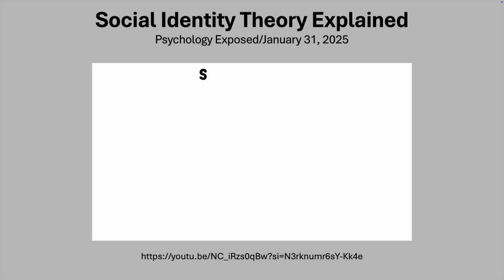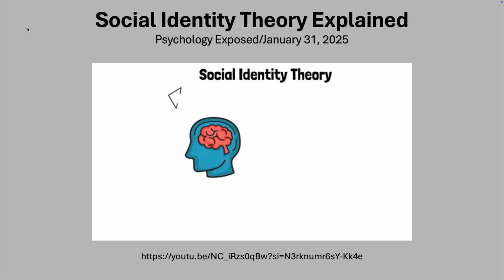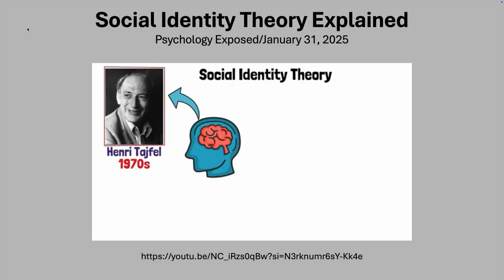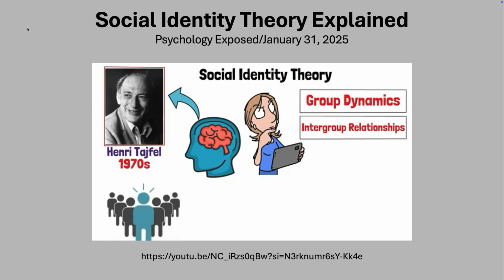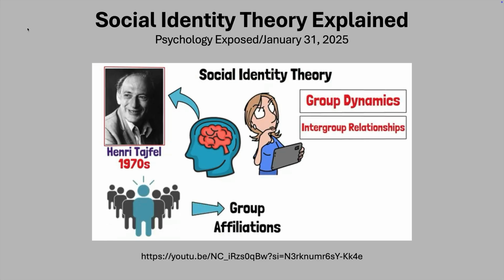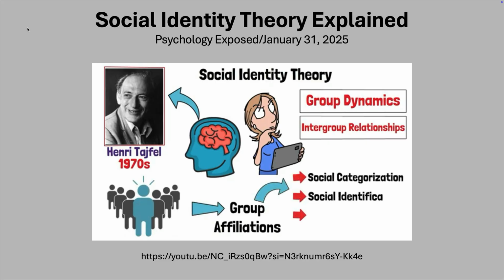Please watch the following video. Social identity theory, developed by social psychologist Henri Tajfel in the 1970s, explores the psychological underpinnings of group dynamics and intergroup relationships by examining how individuals define themselves based on group affiliations. This theory consists of three main components: social categorization, social identification, and social comparison.